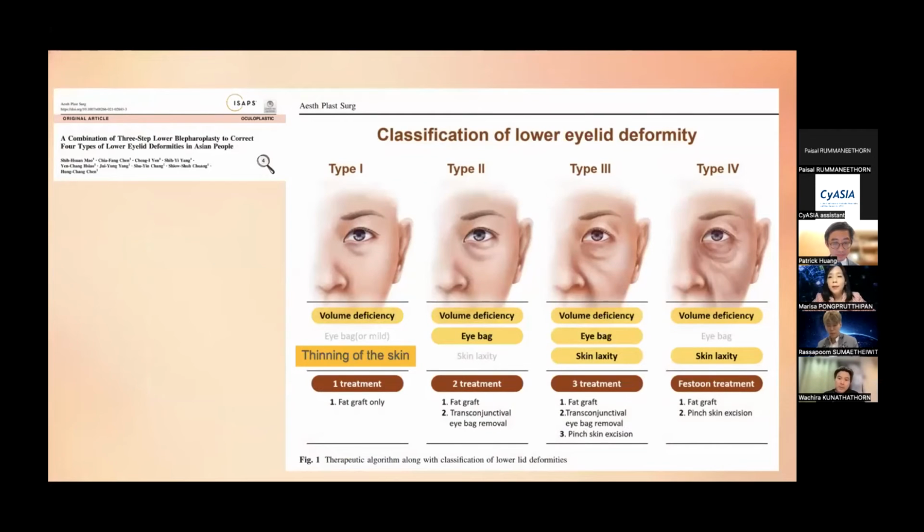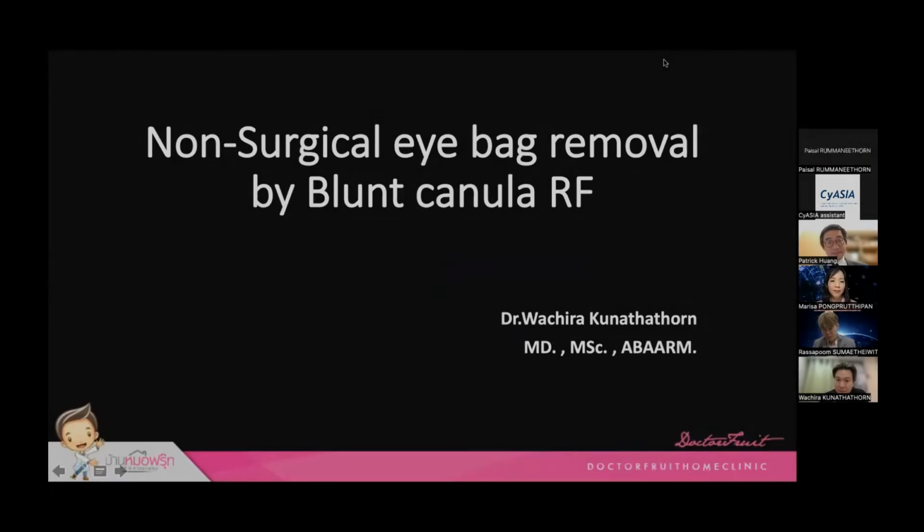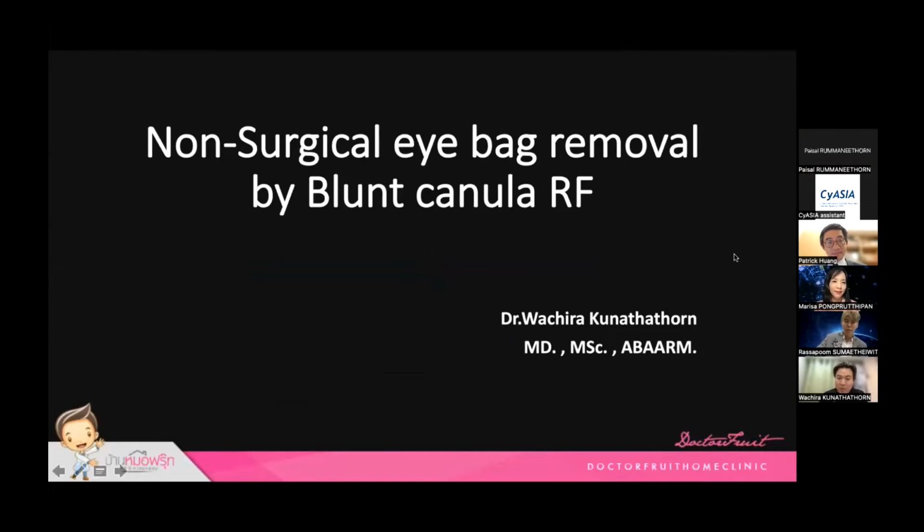First, before you decide what to treat, this classification is quite good to classify the severity of the lower eyelid defect. So my case could be volume deficiency. I would like to combine it with thinning of the skin as well, which has the appearance of both volume loss and laxity of the lower eyelid that creates the skin sagging. So my topic is non-surgical eye bag removal by blind cannula RF. It's internal RF, not only external RF.